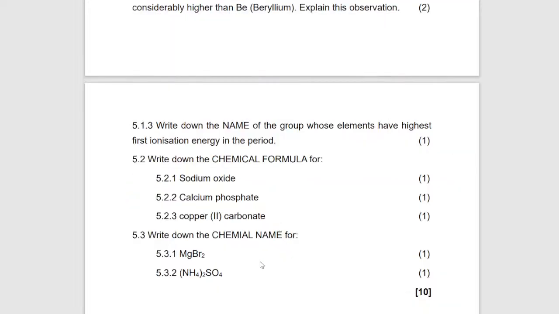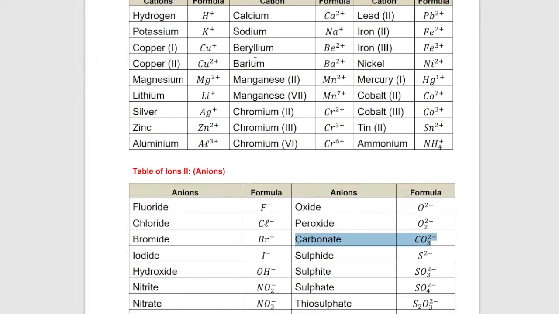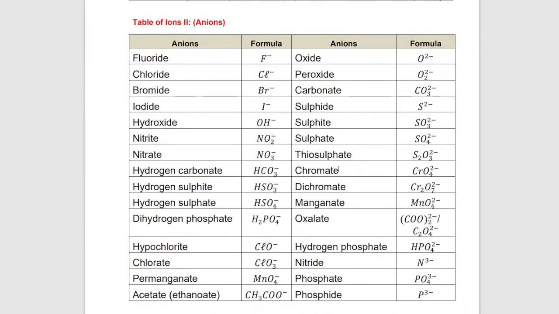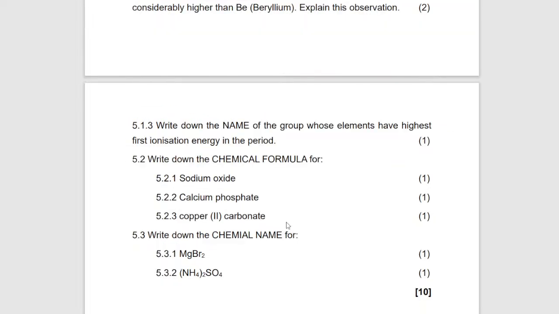Then we have to write the name. MgBr2, that is magnesium bromide. You come to the table, you have Mg is magnesium, you look for it. Be careful with manganese. Magnesium is Mg. You can see it there. And the other one is Br2. So you have Br, not just Br2, which is bromide. So it's magnesium bromide.